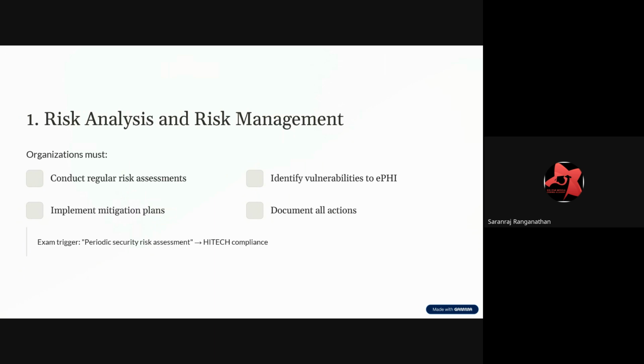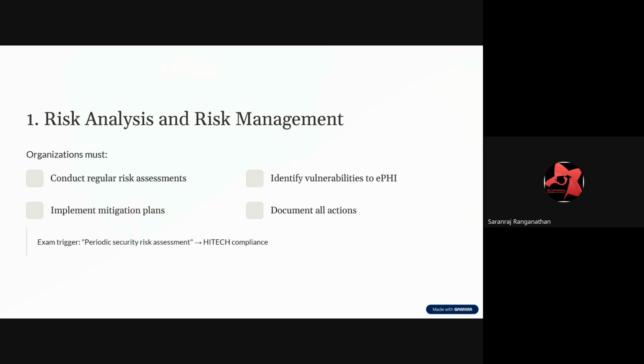So the exam trigger: periodic security risk assessment equals HITECH compliance. What they are trying to tell is, when I am doing timely risk assessment, it comes under the HITECH Act. It is coming under HITECH compliance. That is risk analysis and risk management. See, there is a small bridge between HIPAA and HITECH. We need to be very careful because the questions are closely related. At the same time, it is going to be supporting documentation for both systems. So we should be a little careful.